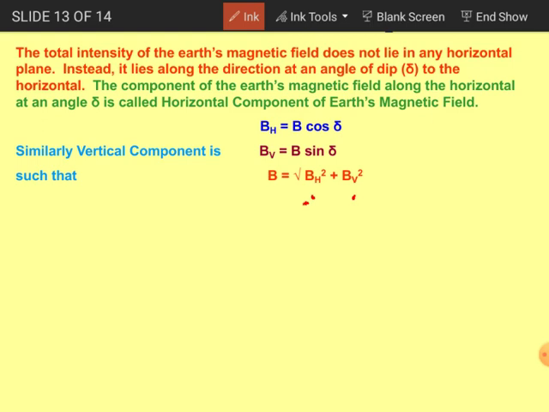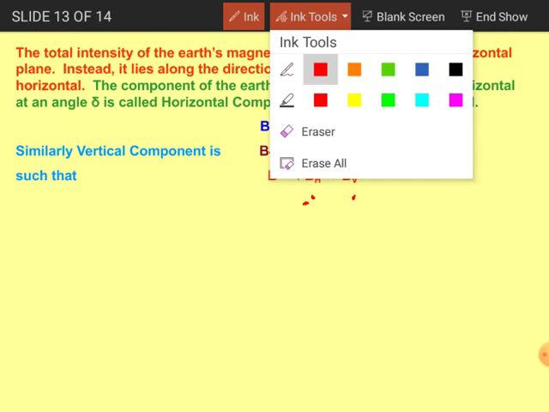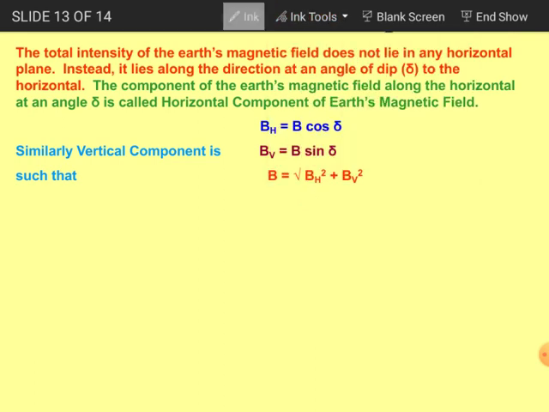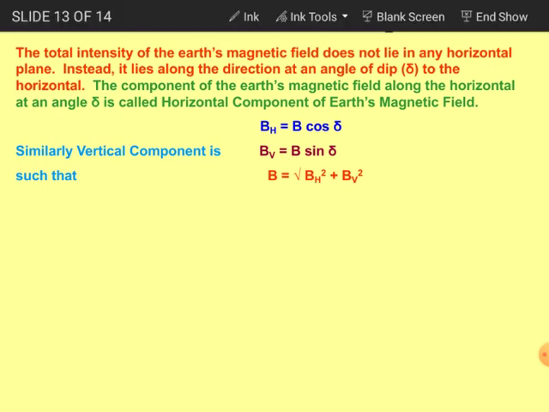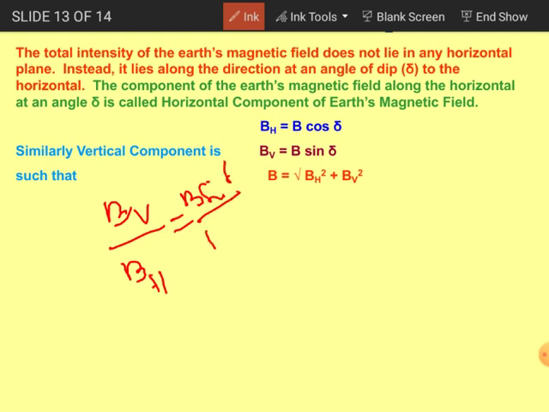Got it? Yes. Now the last one is what we call the tangent law. In this tangent law, it is very much similar to what we have here in the case of the horizontal component. Now if you take the ratio of the vertical component of the earth's magnetic field to the horizontal component, then this will be B sine of delta divided by B cosine of delta.